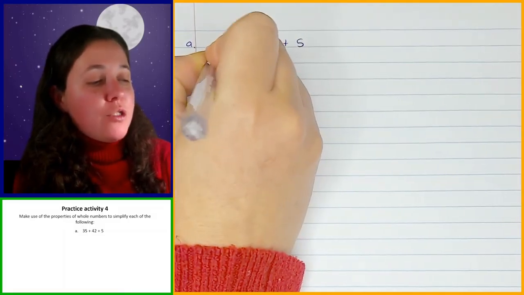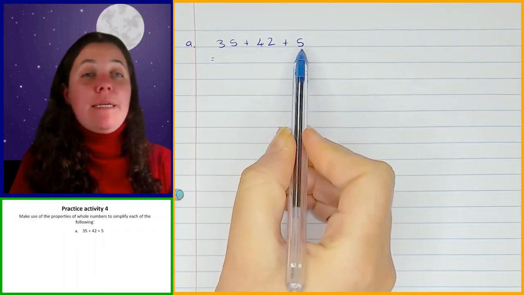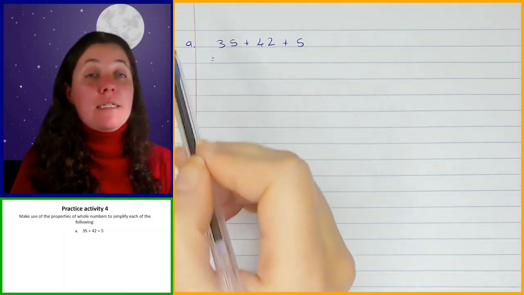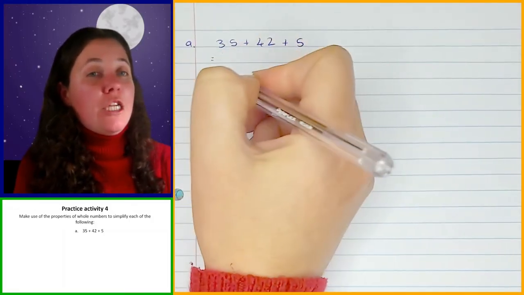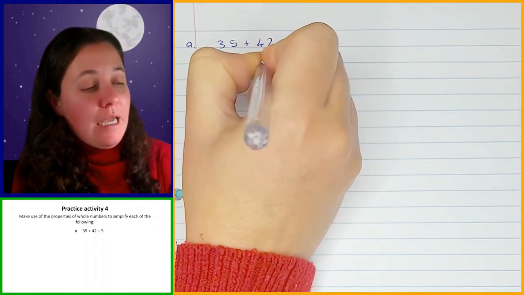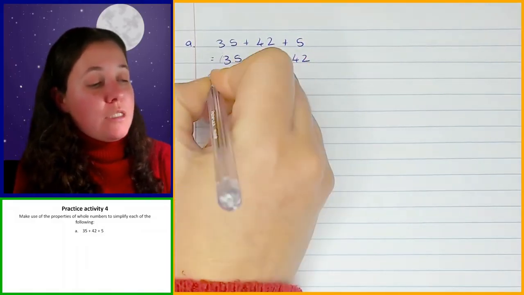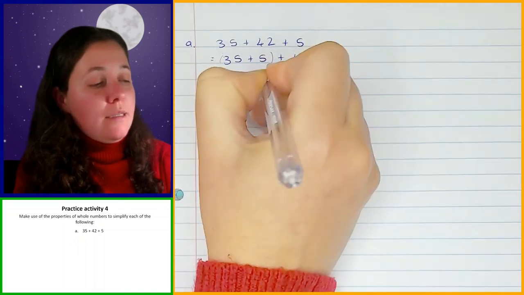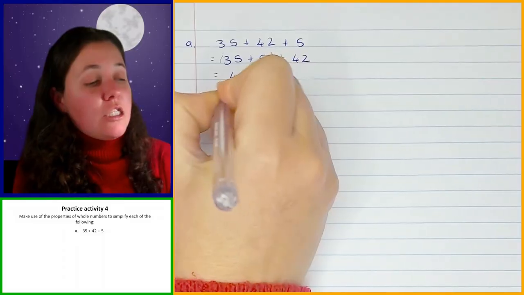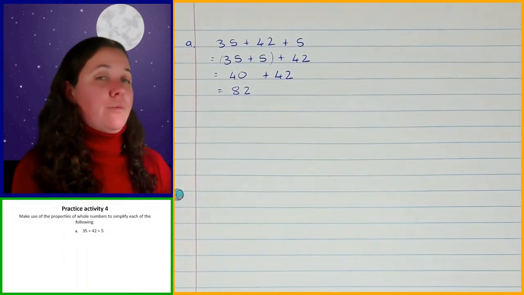Now, hopefully you saw that in this example, you've got the 35 and the 5, which will actually be easier to add together because 5 plus 5 we know makes 10. So it's going to take us to the next 10. So I'm going to rearrange these. I'm going to use the commutative law and rearrange them into 35 plus 5 and then add the 42. So I'm going to add these together first and that gives me 40 plus 42. And now 40 plus 42 is much easier to work out. So I can now see that that is going to be 82. So you should have got 82 for that example.